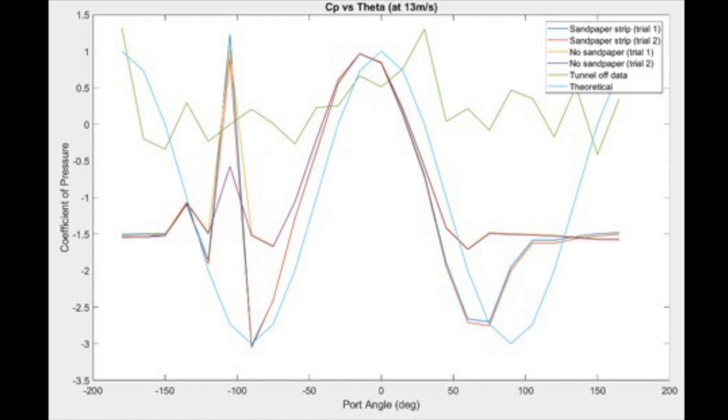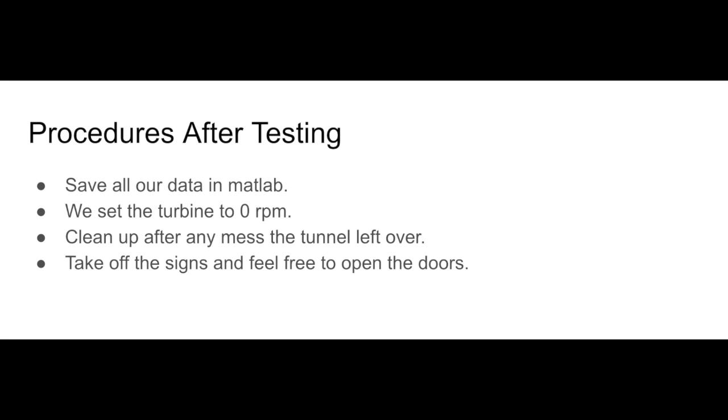Before concluding the lab, we had to do a bit of procedures after the testing. So first you want to make sure you have all your data saved. You don't want to open your file and realize that you got the wrong data or no data at all. After you make sure that you have your data, we set the turbine to 0 RPM and then we turn it off. After that, it's just simple. It's putting everything away and cleaning up after any mess the wind tunnel left over. Once everything's set, you can take the signs off the doors and you're free to open the doors.